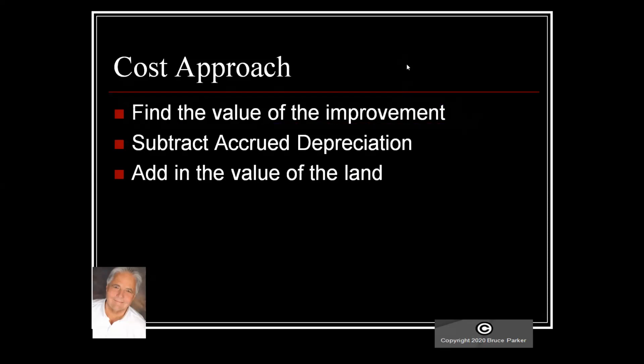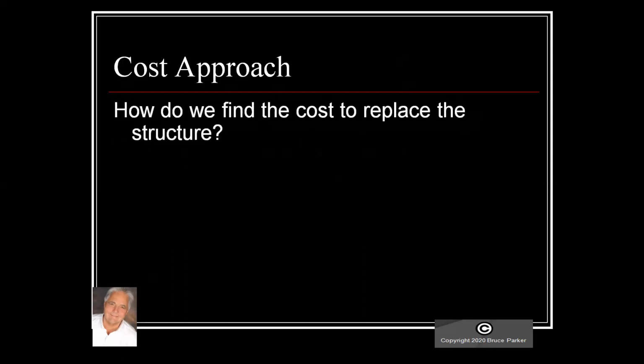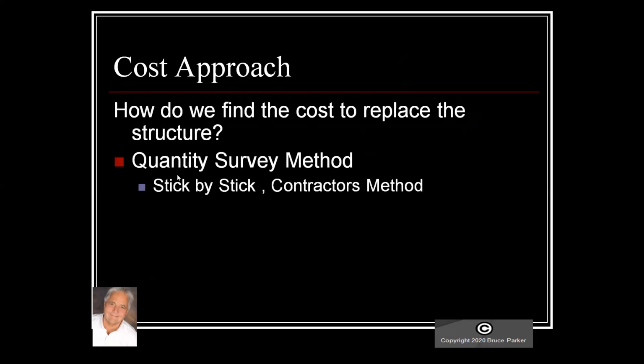Well, there's a methodology to that. And the methodology is how do we find the cost to replace the structure? First one is the quantity survey method. This is known as the stick-by-stick, brick-by-brick method or the contractor's method. In this method, you add up every single element of construction. How many 2x4s you're going to have, how many windows, how many toilets, how many roof shingles. This is called the stick-by-stick method or the contractor's method.